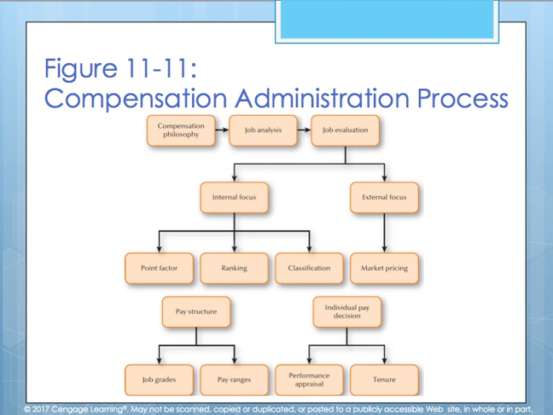And figure 11-11 is showing you the administrative process as it relates to compensation. You see the philosophy that goes into it, and that then funnels into the analysis of the job, how it's evaluated, the internal and external focuses, and then those flow down. When you have an external focus, it's looking at market pricing. The internal focus is going to look at point factor, ranking, and classification. Below those, you see the pay structure and individual pay decisions and what factors into those.